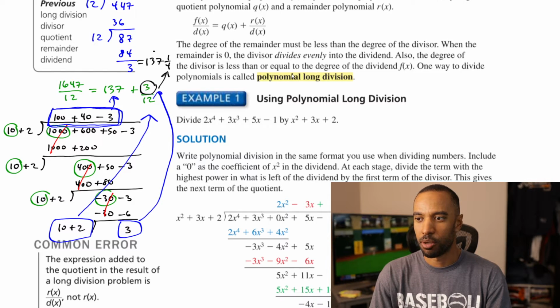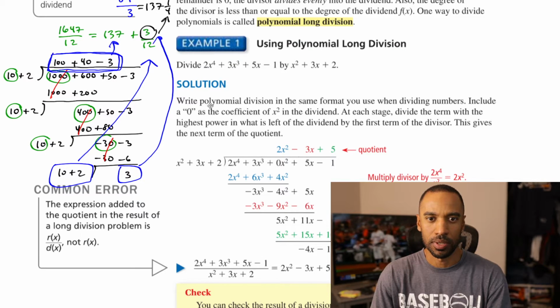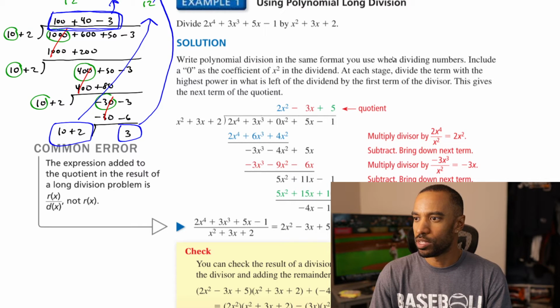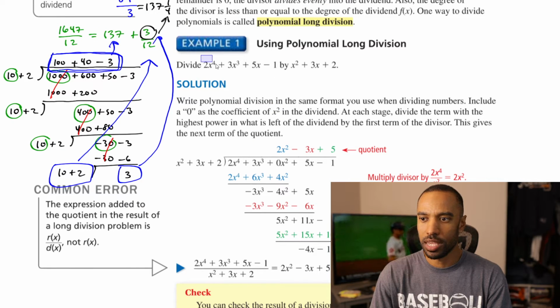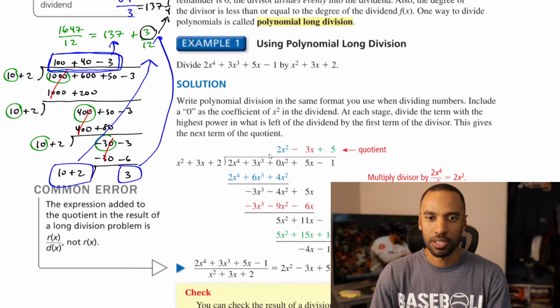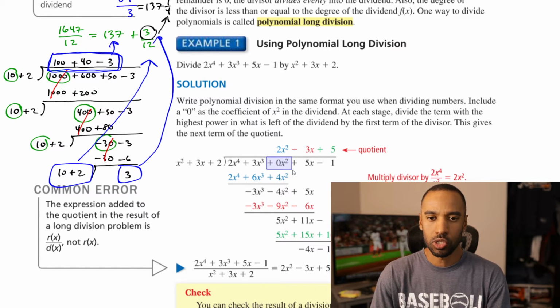One way to divide polynomials is called polynomial long division, and they're showing you the scenario. Let's tie it into what we did here. Write the polynomial division in the same format you use when dividing numbers, long division. Include a 0 as the coefficient of x squared in the dividend. Notice it's missing an x squared term, so they're including a placeholder. I recommend you do this as well. I'll try to do the same; if not, I'll just leave space there.